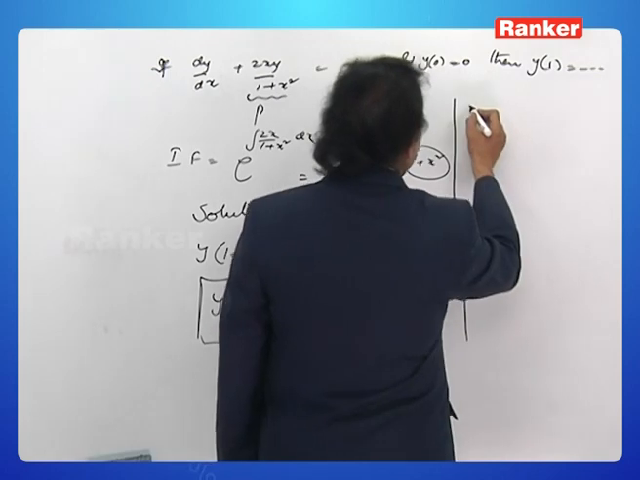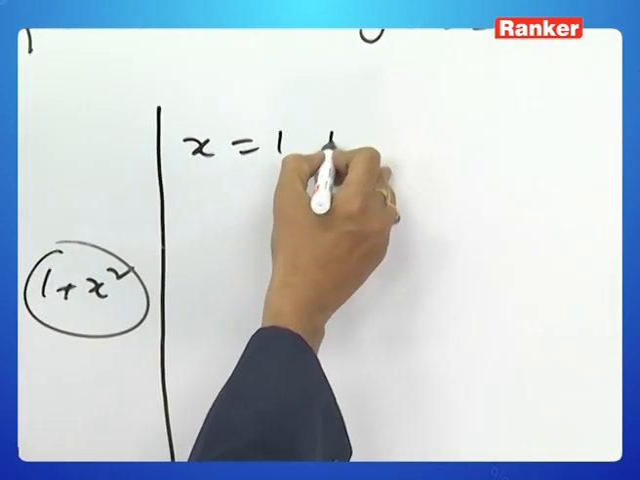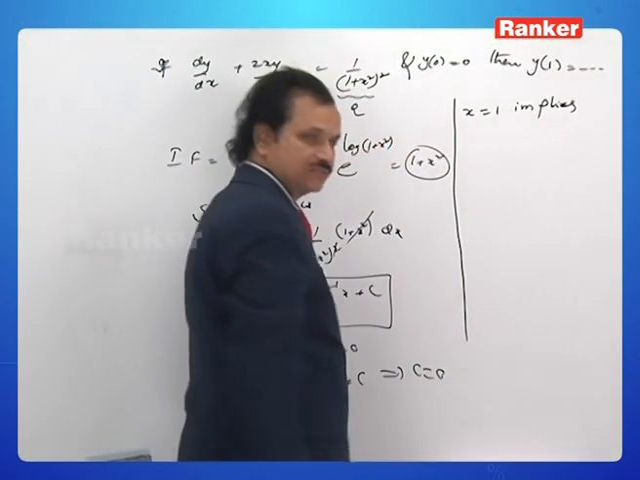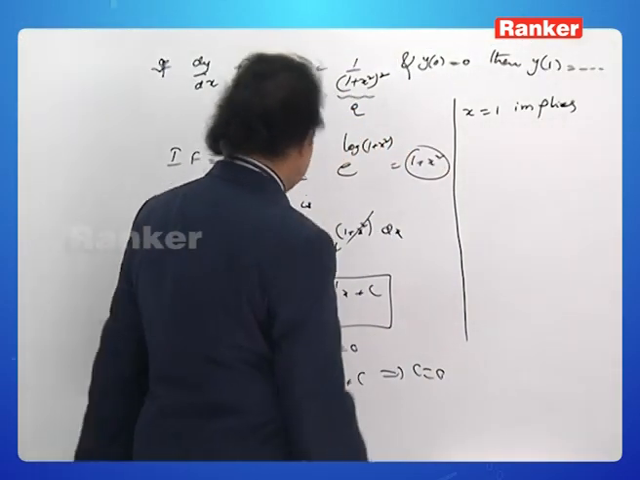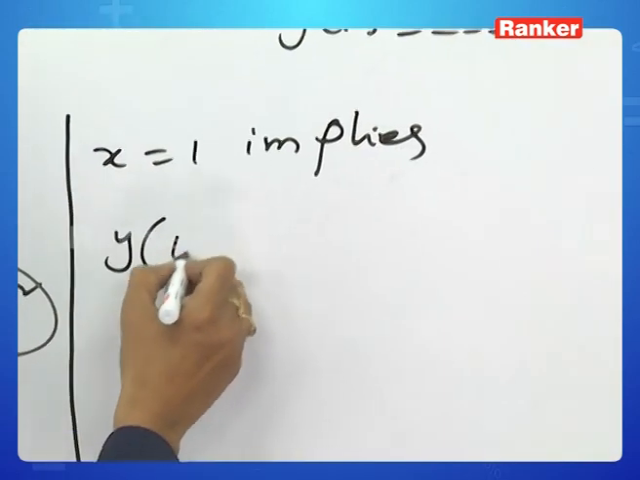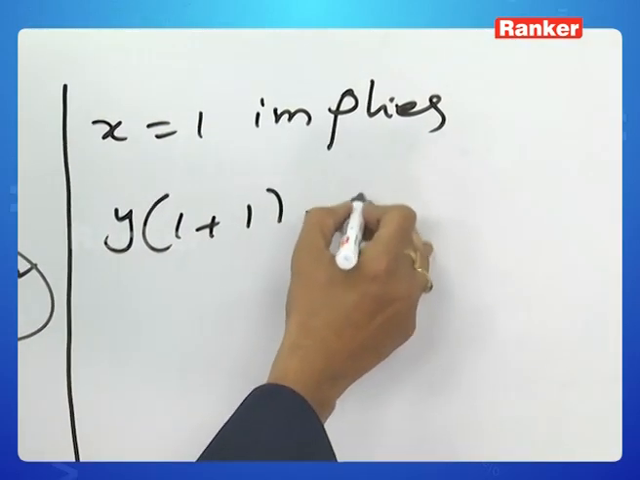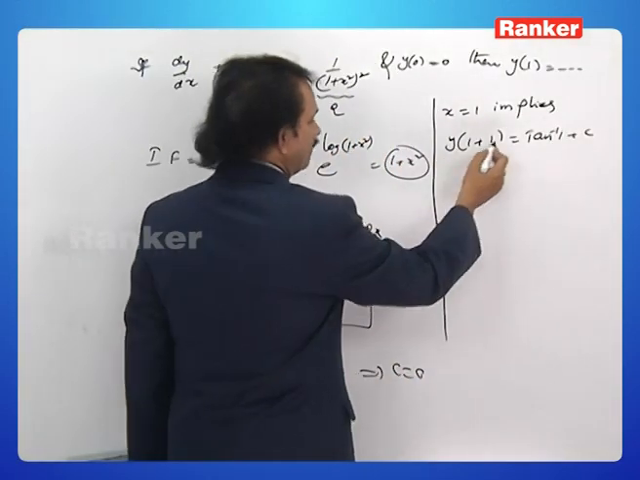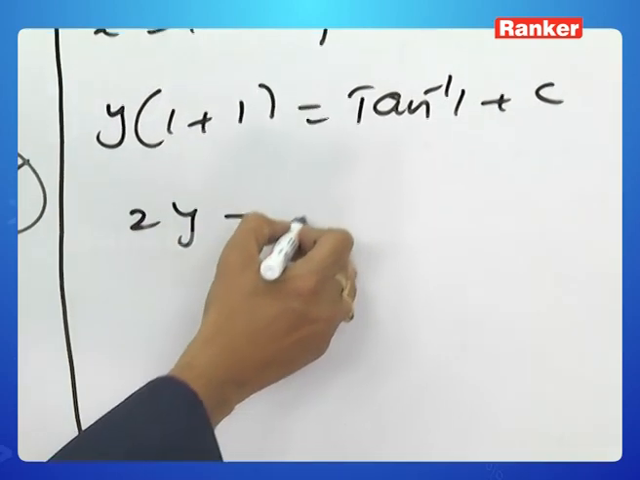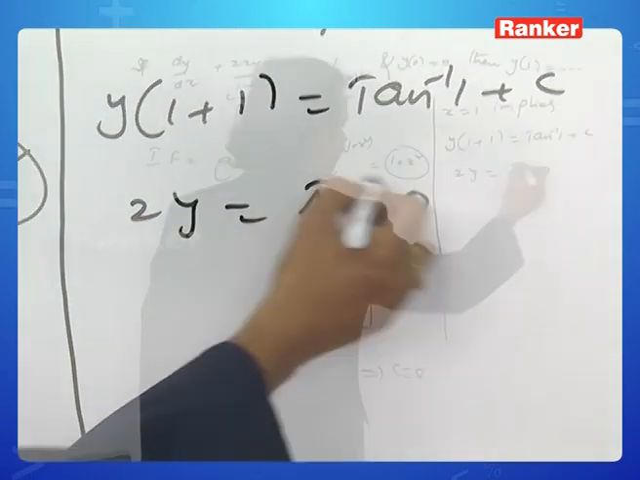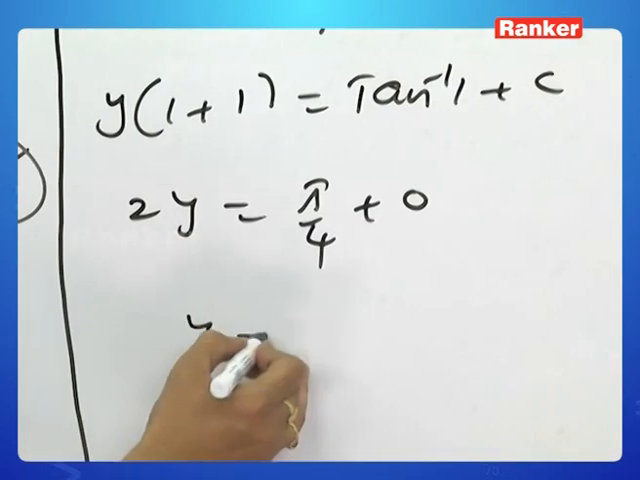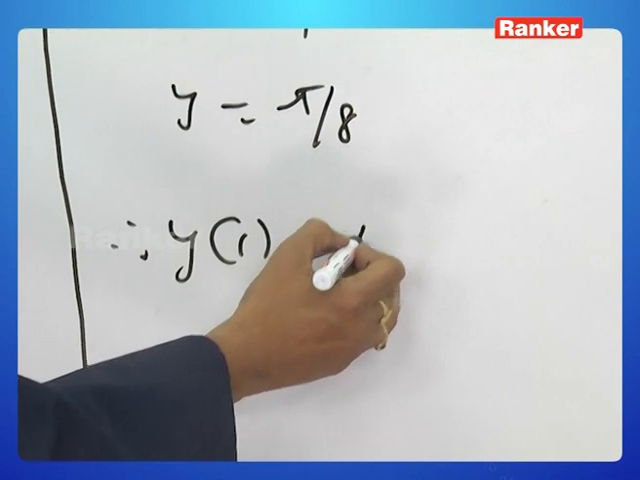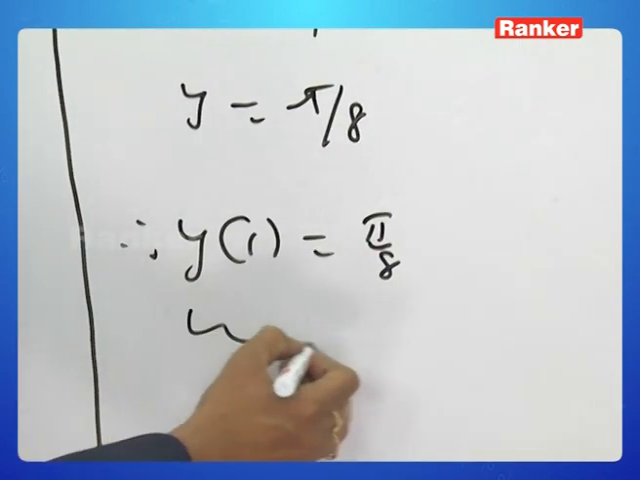And then, if x is equal to 1, what happens? Substitute 1 in the place of x. y into 1 plus 1 square is equal to tan inverse 1 plus c. 1 plus 1 is 2. 2y is equal to pi by 4 plus c, and c is 0. And hence y is equal to pi by 8. Therefore, y at 1 is pi by 8.